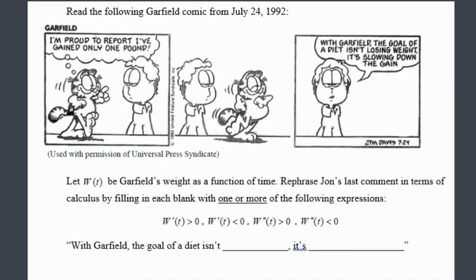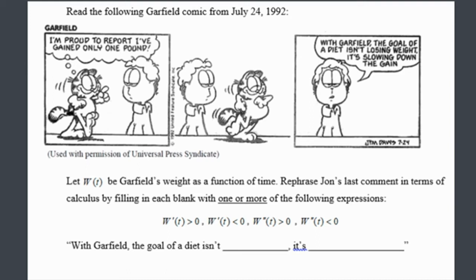basically statements, in this case a comic from the newspaper. Here we've got Garfield, who says he's proud to report that he's only gained 1 pound. And looking very proud, but John says, with Garfield, the goal of the diet isn't losing weight, it's slowing down the gain. So what we want to do is we want to interpret John's statement using these statements with derivatives, but also picturing the graph.